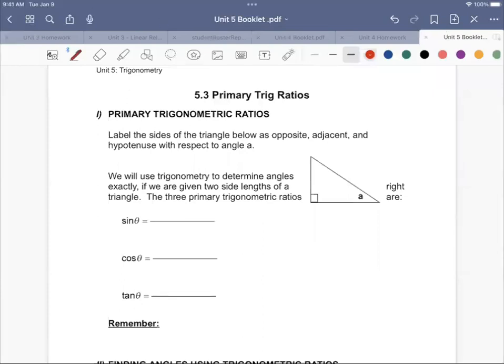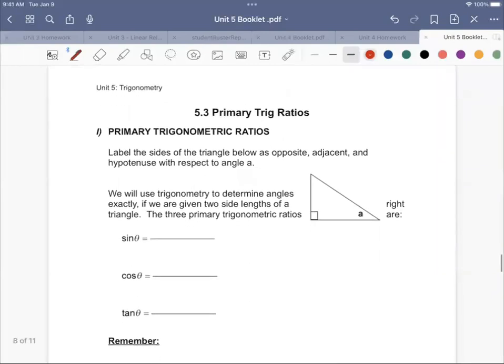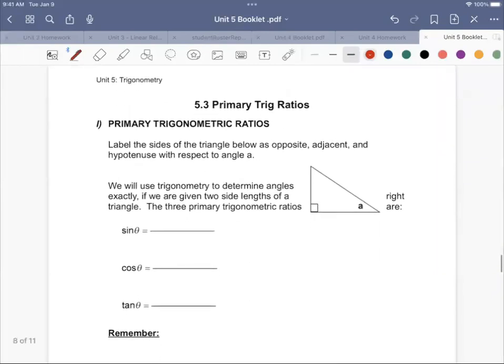All right, so moving on to lesson 5.3, where we're talking about primary trig ratios. The first thing that we're going to talk about is labeling the different sides. So we have the opposite side, adjacent side, and the hypotenuse. The hypotenuse is always the one directly across from your right angle.